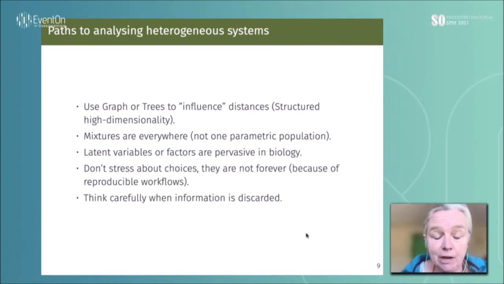It can be very instructive in terms of interpretation to end up with latent variables or factors which explain the phenomena we're going to see. And I'll show a few examples of this. As a computational statistician, we don't have to stress about the choices we make, because if you use a reproducible workflow, you can come back and change your choices: make a different choice of distance, or incorporate different data, or drop some of the outliers. And so this is enabled by having a reproducible workflow.